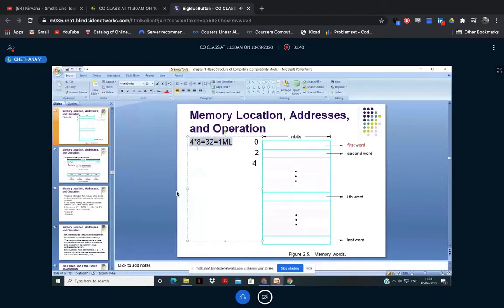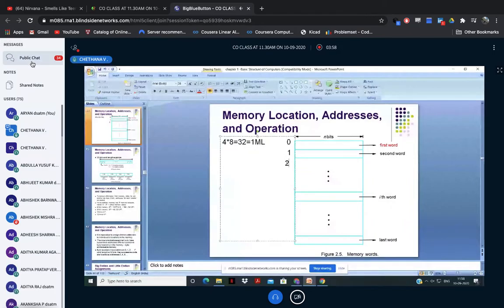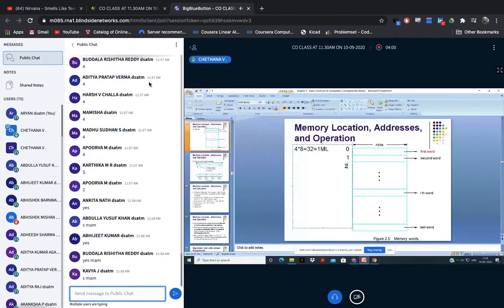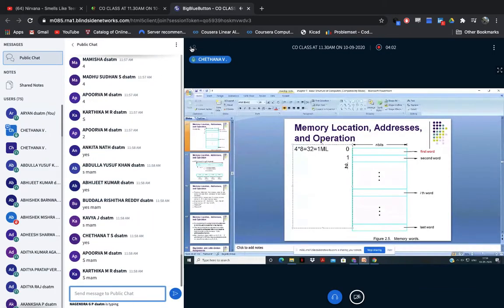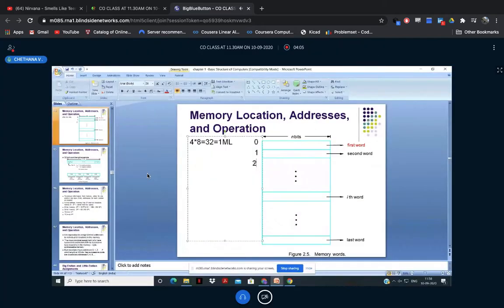So this is 0, I'll take this as 1, I'll take this as 2. So what's the meaning of this? One word is equal to 1 byte. Right now, one word is equal to 1 byte, isn't it? Yes or no? Type for me. Yes, ma'am, correct, you're telling correctly. Yes or no? Yes. So right now, this is the scenario: 1 byte is equal to 1 word.